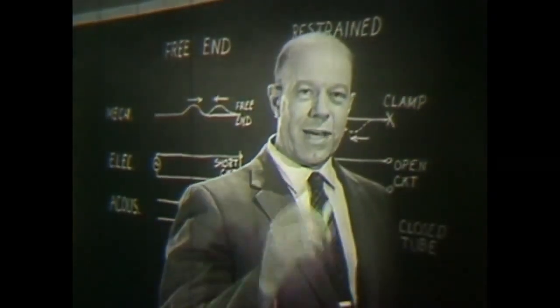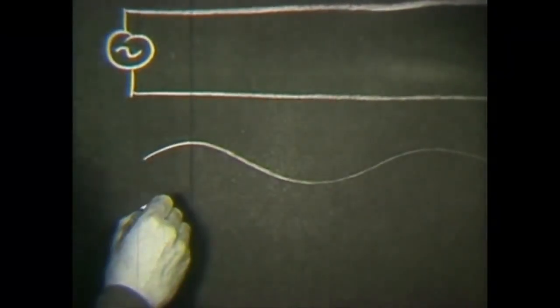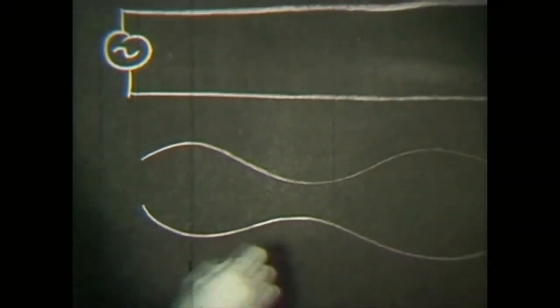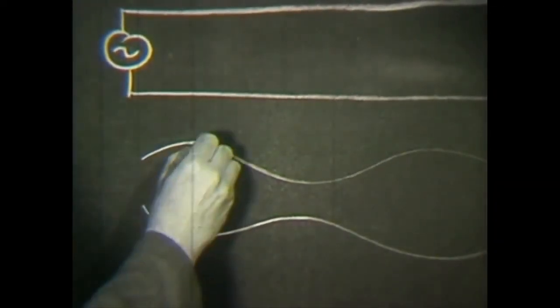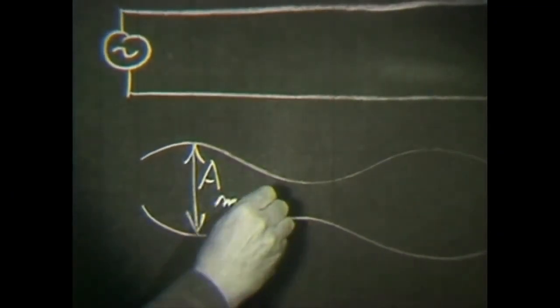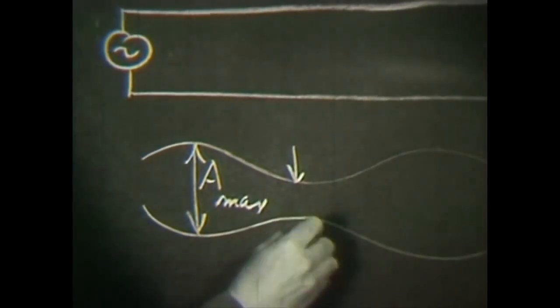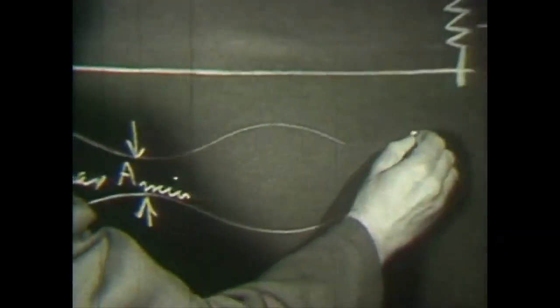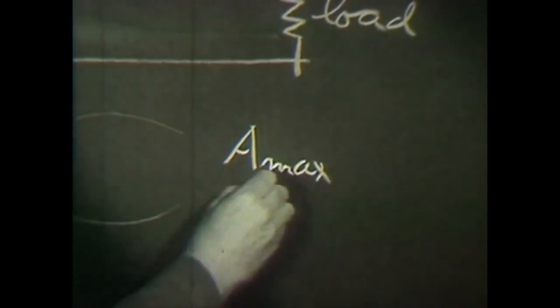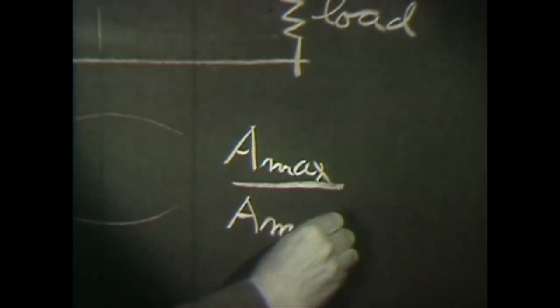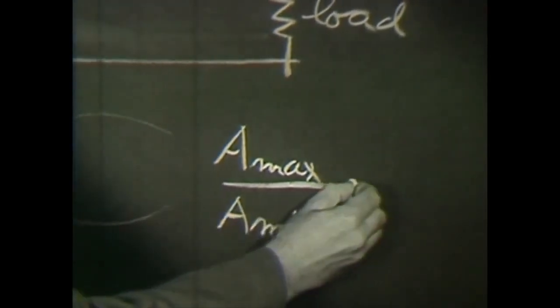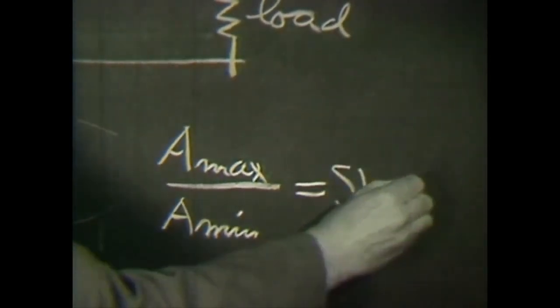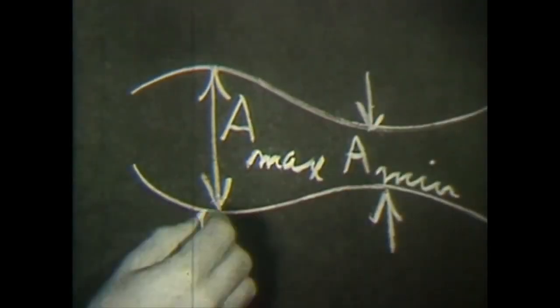Now let me draw you a sketch of that standing wave envelope. The amplitude at this point I'll call A sub maximum. At this point, A sub minimum. Now in wave theory, the ratio of A max to A min has a particular significance. It is called the standing wave ratio, abbreviated SWR. On the wave machine, the standing wave ratio is about 3 to 1.